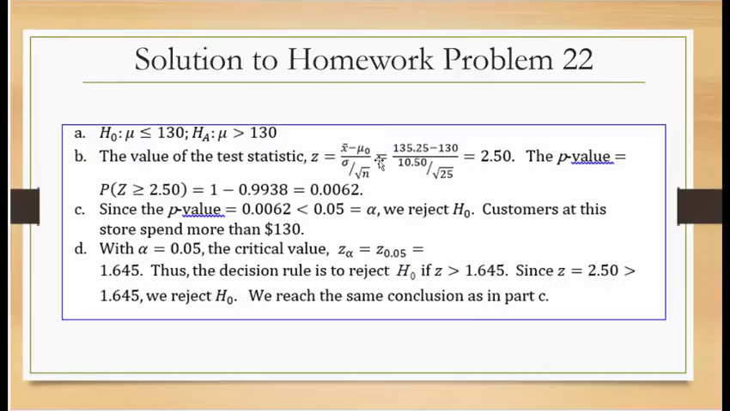We don't have to use a p, because in this one we don't have a proportion. We do 135 minus 130 divided by 1050 over the square root of 25. And we find out that our z-value is 2.5. So we're 2.5 standard deviations from the norm. And so we do 1 minus that, and we get 0.0062. So our number, 0.0062, is indeed less than 0.05. So we can reject the null and say that customers at the store do spend more than $130.